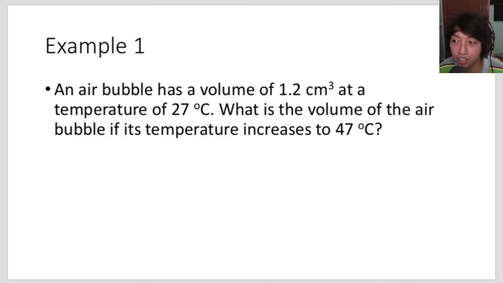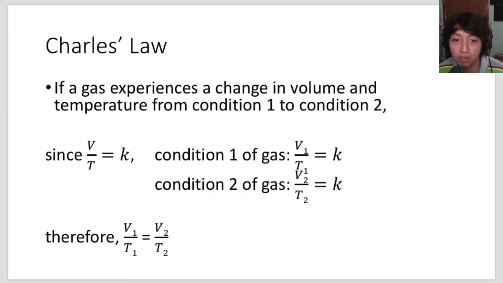All right, let's do another question. An air bubble has a volume of 1.2 cm³ at a temperature of 27 degrees Celsius. What is the volume of the air bubble if its temperature increases to 47 degrees Celsius? Okay, same idea, just a different formula. So this time we'll be using this formula here.